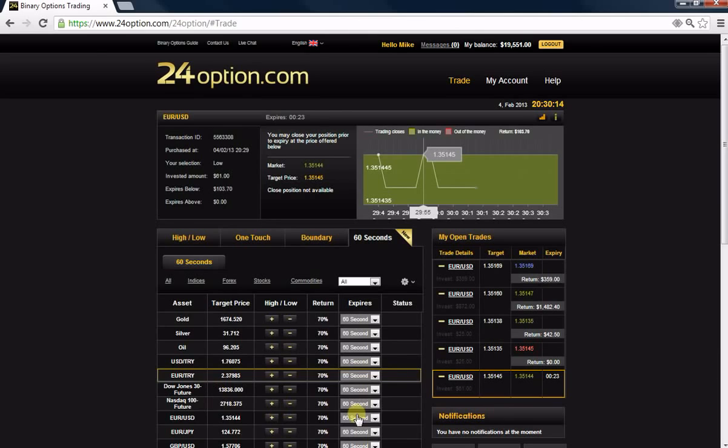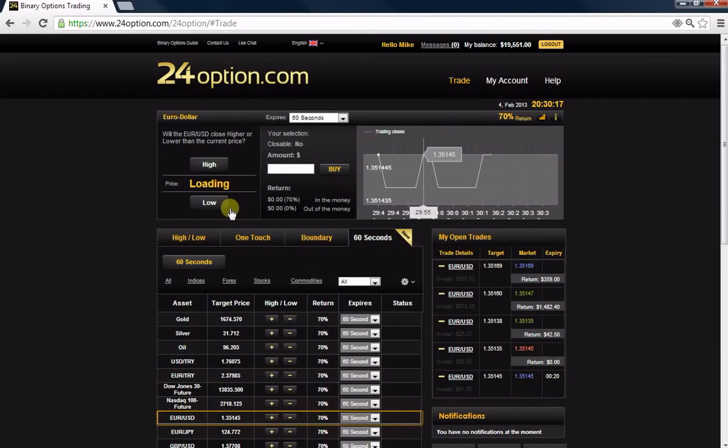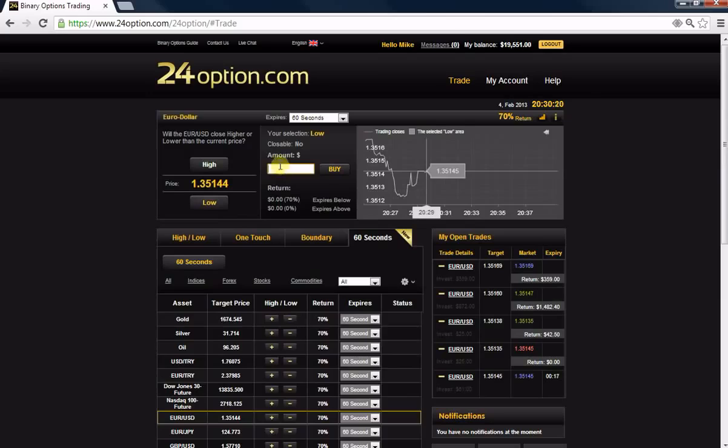We're gonna want to go to the Euro US dollar again, hit low, go with $25 again. Now it may tie. Regardless, okay, it looks like we're gonna win this one. We're gonna continue with $25. Okay, we won that $61, so we got our $17. Here again, our balance is $19,654.